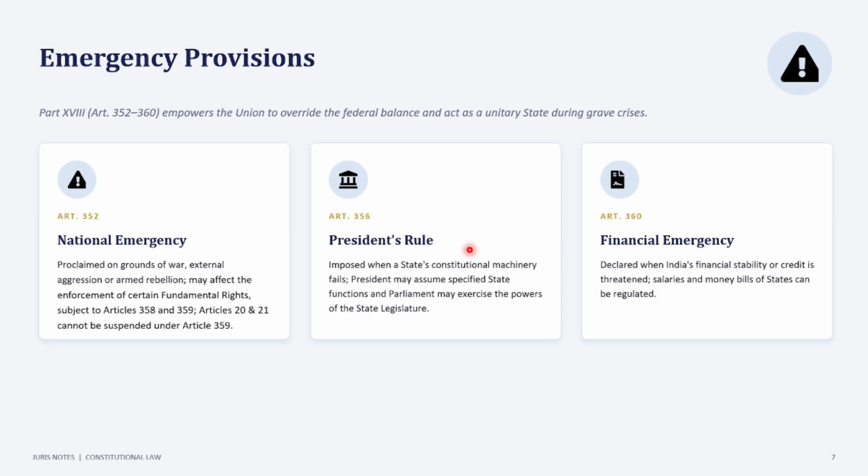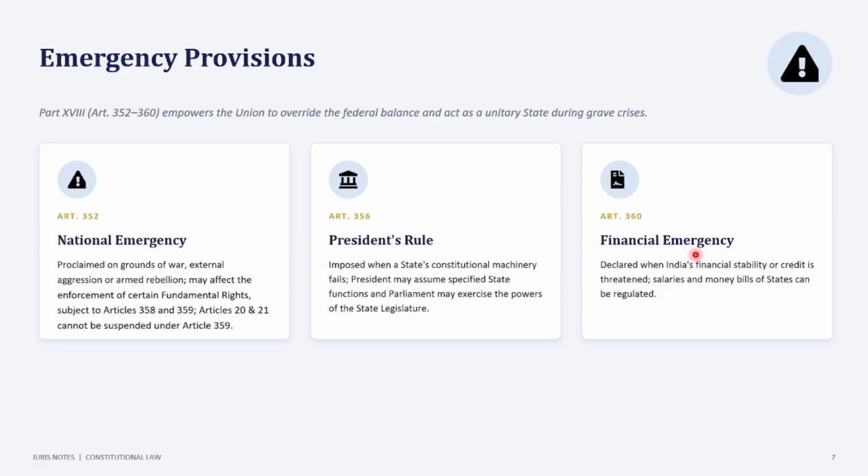Finally, we have financial emergency. Under Article 360, this may be proclaimed when the financial stability or credit of India or any part of its territory is threatened. During such an emergency, constitutional provisions allow measures affecting financial matters, including certain salaries and financial legislation of the states. So, these are the three types of emergency provision.